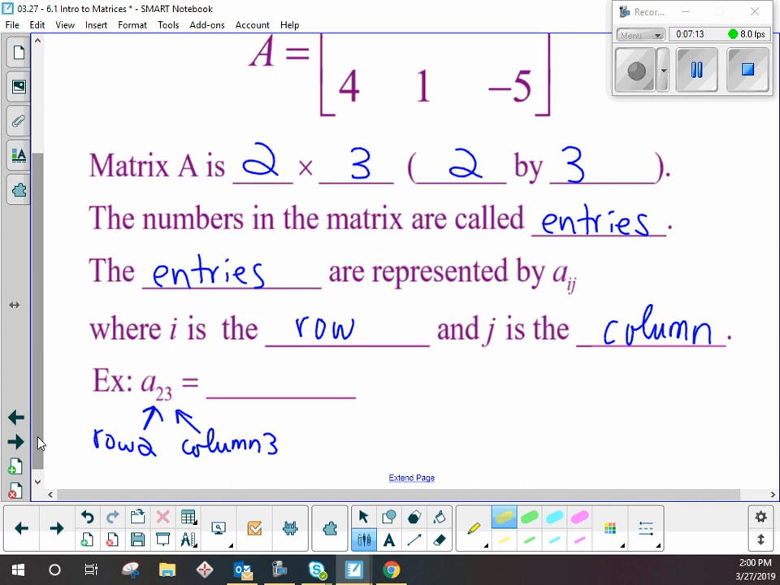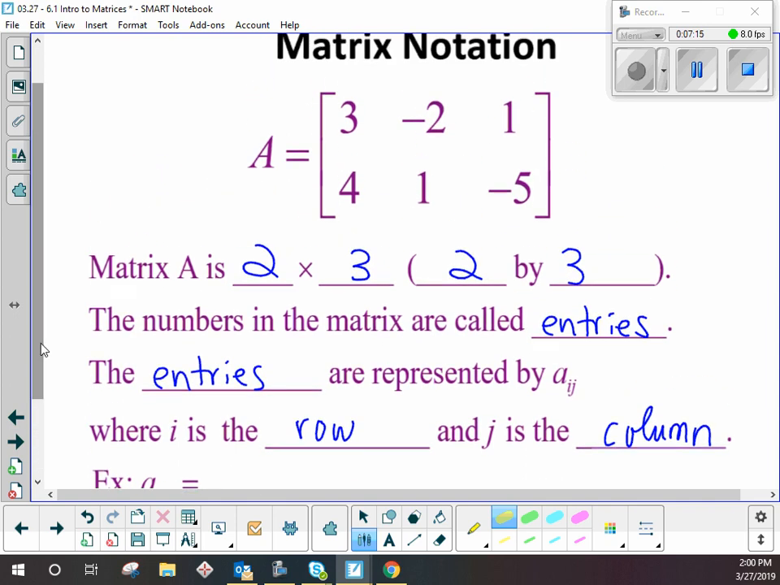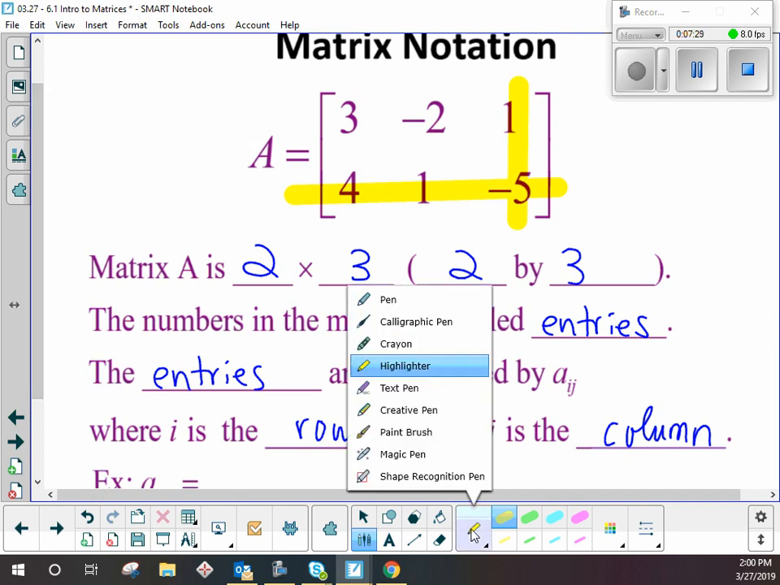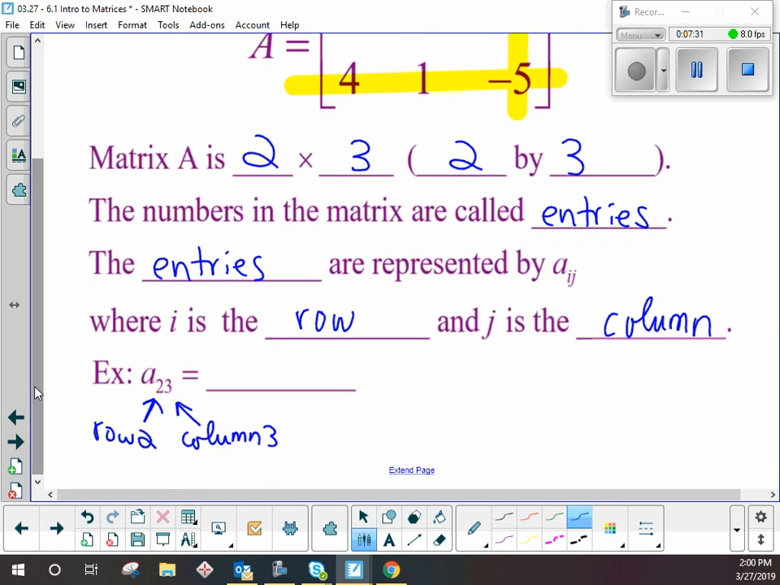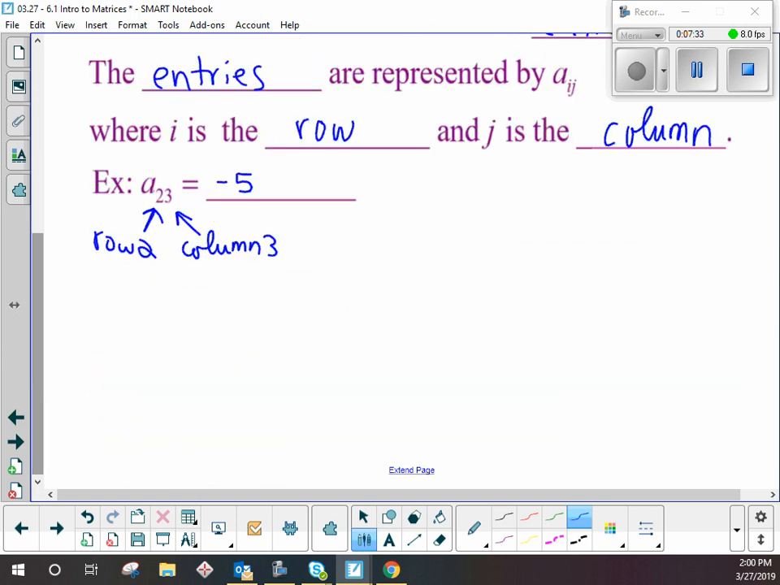So I'm going to look at row 2. This is everything in row 2. Here's column 3. What is the entry at their point of intersection? -5. So A sub 23 is -5. That's the answer to this bottom example right here. Again, it's not A sub 23. It's A sub 23. Where do row 2 and column 3 intersect? The entry at that point is -5.